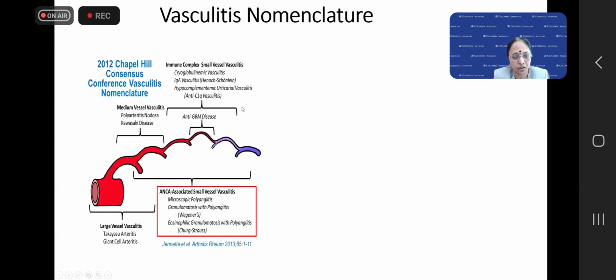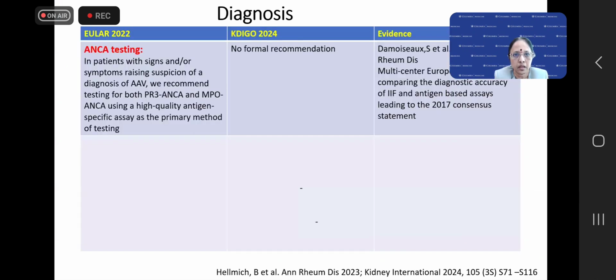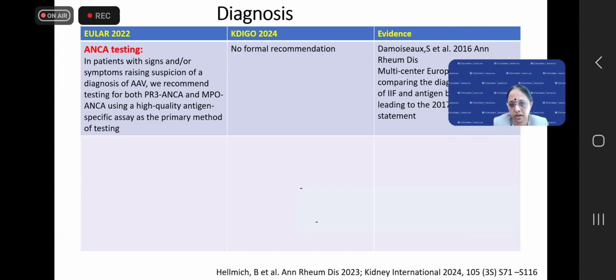Obviously, no ANCA vasculitis talk will begin without introduction to the Chapel Hill nomenclature, which categorizes ANCA vasculitis as a small vessel vasculitis and includes 3 distinct clinical phenotypes: microscopic polyangiitis, granulomatosis with polyangiitis, and eosinophilic granulomatosis with polyangiitis. As you already heard, the 2 main antigens against which the antibodies are formed are the PR3 ANCA and the MPO ANCA. So the first recommendation is to do with the diagnosis of ANCA vasculitis.